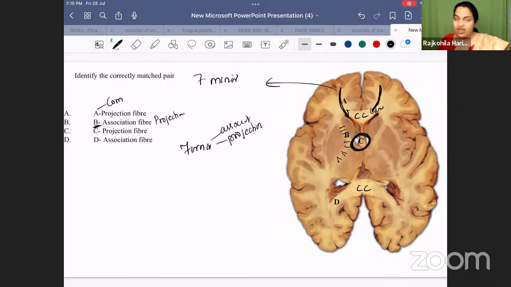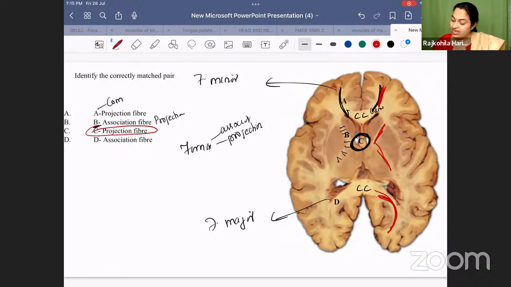What is D again? D is coming from the splenium of the corpus callosum going backwards. That is forceps major. Okay, so they have asked, identify the correctly matched pair. A is forceps minor. B, from the splenium backwards, forceps major. This is internal capsule. This one I'll erase and show you here.